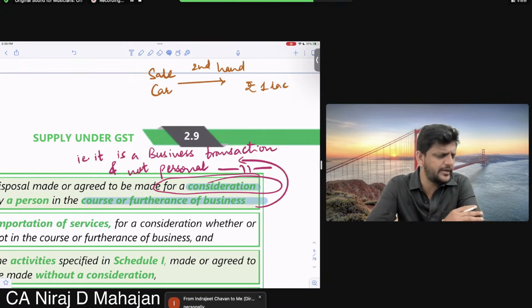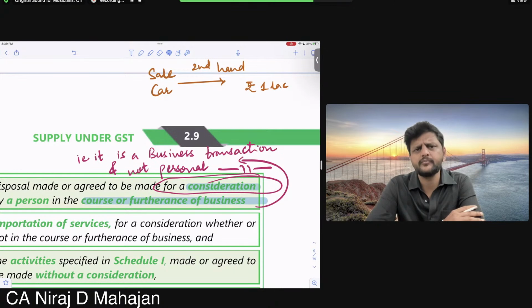Then when can it be a business transaction? What should happen so that if a person sells a car for rupees 1 lakh, it is a business transaction? How is it possible? When will you say that sale of a car is a business transaction? Correct? I should be in the business of buying and selling of cars. Did you understand or no, all of you? Everybody tell me.